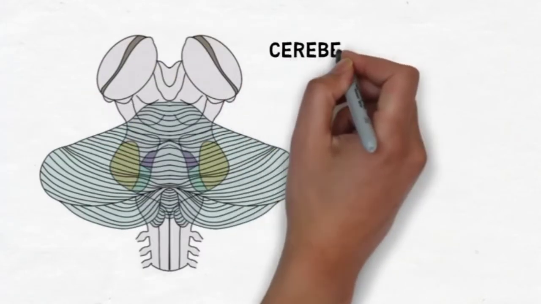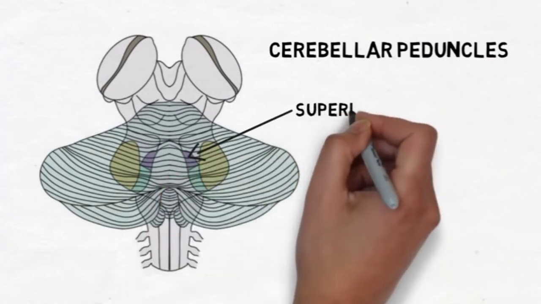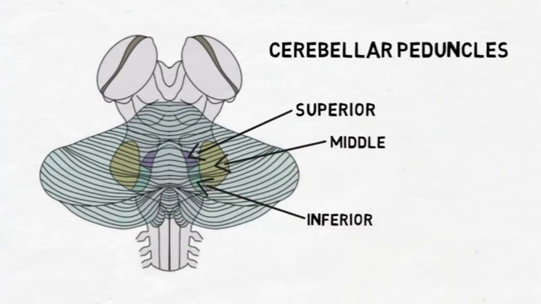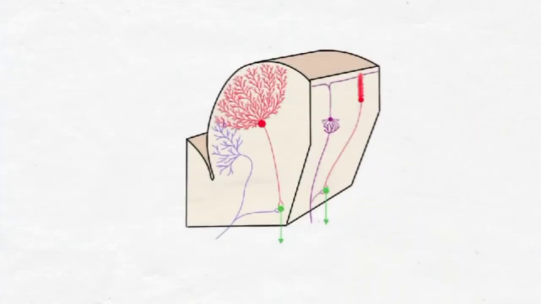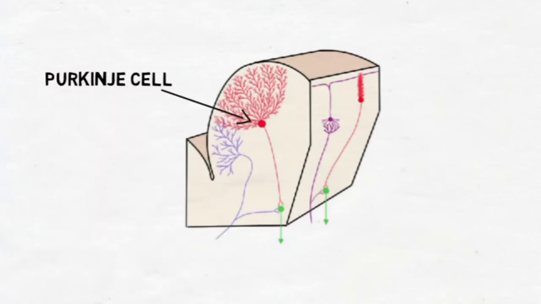The cerebellum communicates with the rest of the nervous system through three large pathways called the cerebellar peduncles, which include the superior, middle, and inferior cerebellar peduncles. When information is sent to the cerebellum, it takes an indirect path to reach extensively branched cells called Purkinje cells. These cells then project to a group of nuclei in the center of the cerebellum called the deep cerebellar nuclei.